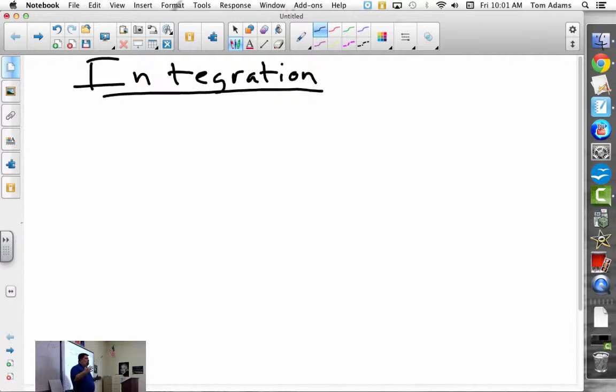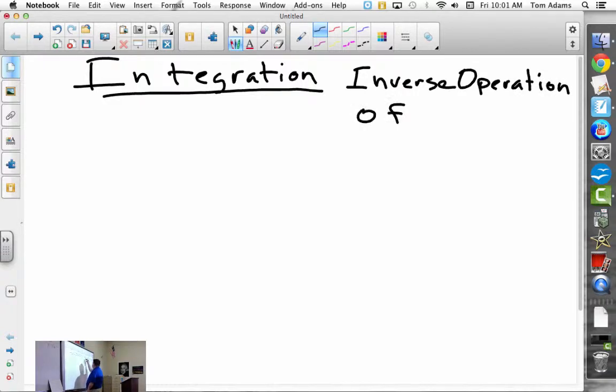So what we've been doing up to this point, integration is like the inverse operation of derivatives. And you'll see why when I go through this.